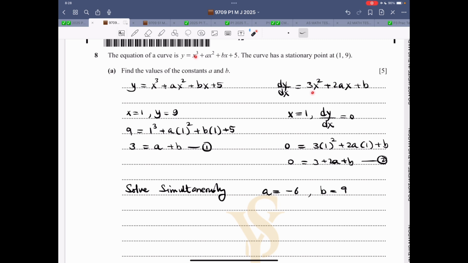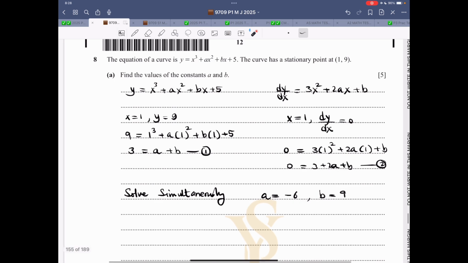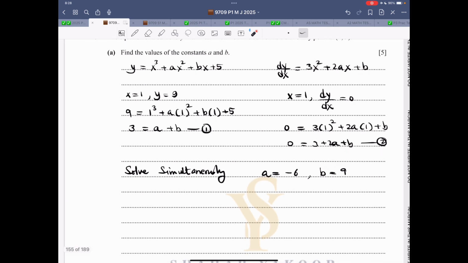Find dy by dx, differentiate. X cube becomes 3x square. Ax square becomes 2ax. Derivative of bx is b. Derivative of 5 is 0. So that's the other equation, solved simultaneously. A is negative 6, b is 9. I did not waste time on solving it simultaneously because it is very, very obvious.